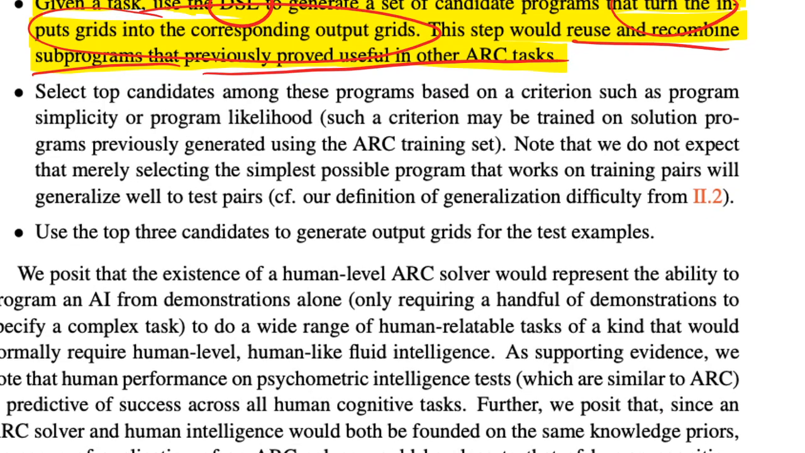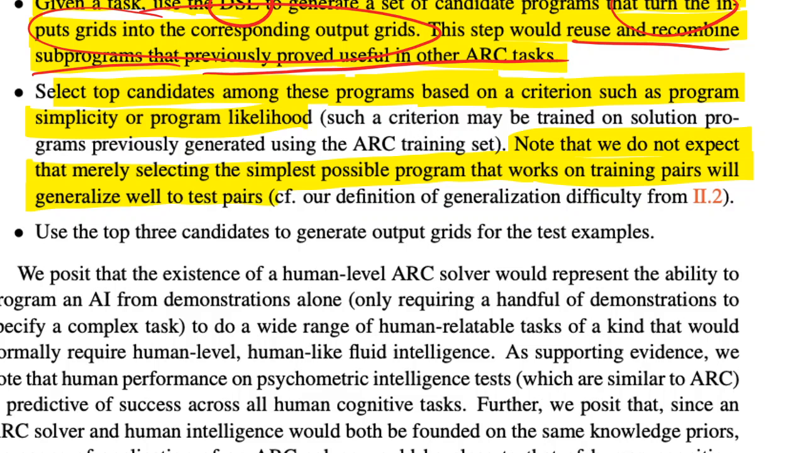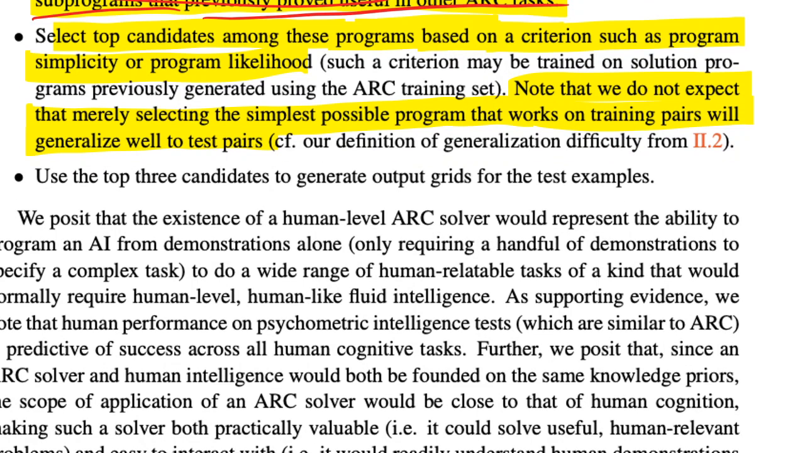And then he says, select top candidates among these programs. So you would generate multiple versions of source code based on a criterion such as program simplicity or program likelihood. Note that we do not expect that merely selecting the simplest possible program that works on training pairs will generalize well to test pairs. And then use the top 3 candidates to generate output grids for the test examples.